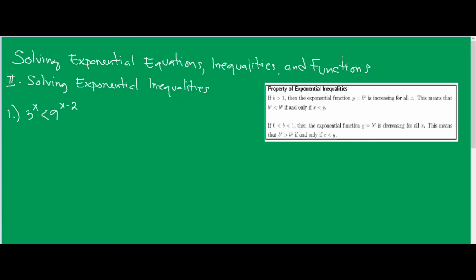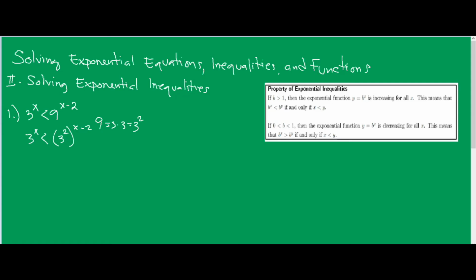So, number 1, we have 3 raised to x is less than 9 raised to x minus 2. Same scenario, so dapat daw gawin natin parehas yung base. So, si 3x, wala tayong gagawin sa kanya, but 9, we can write 9 as 3 times 3 or simply 3 squared.